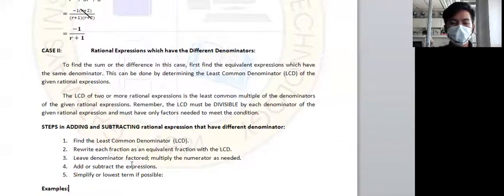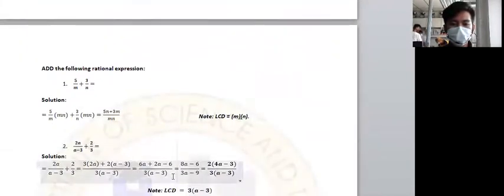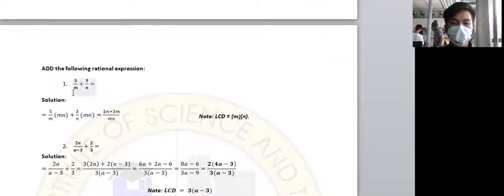Then leave denominator factored, multiply the numerator as needed. Then add or subtract the expression depende po sa pinaka-given po natin. Then simplify to lowest term if possible. So for example, we have 5 over m plus 3 over n. So first, we need to find the LCD na tinatawag. So our LCD is equals to mn.